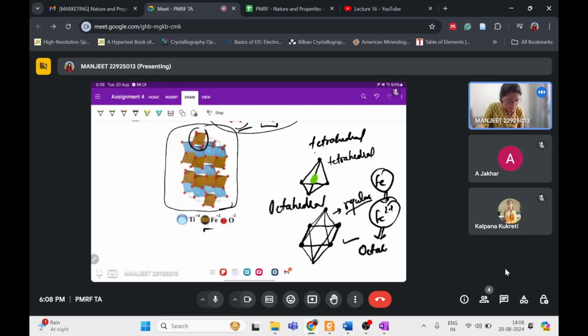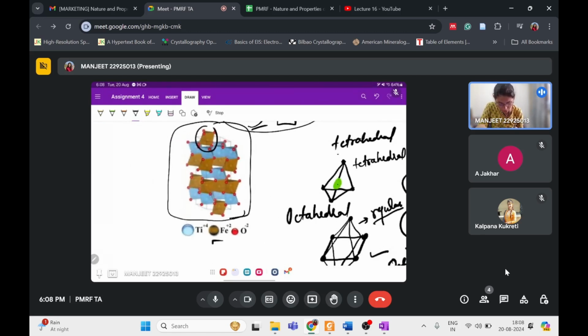the octahedral site. And if I talk about the titanium 4+, the blue one represents titanium, oxygen is represented by the red one, and Fe is represented with the gold one. So this titanium 4+ is also forming an octahedron. Here you can see this one is connected to this one and this one, with one above and one below.